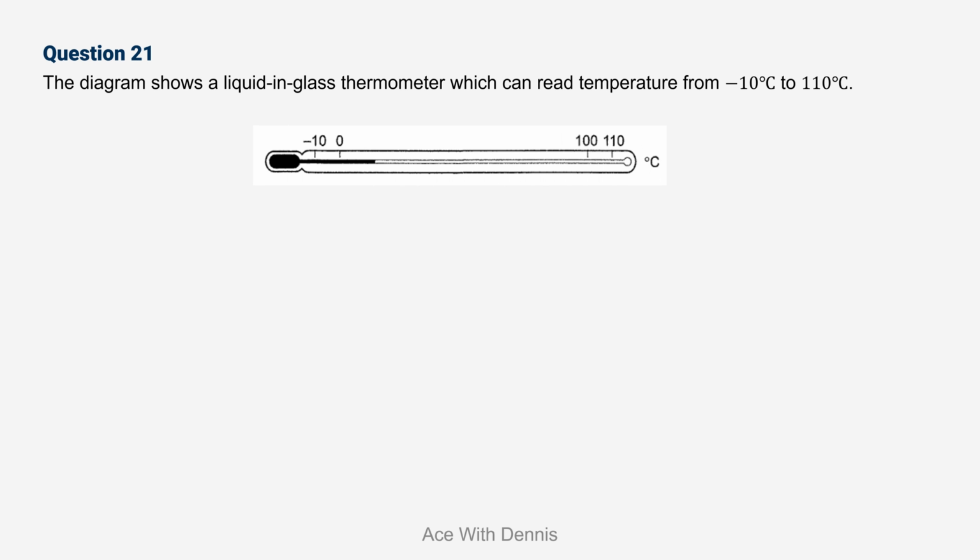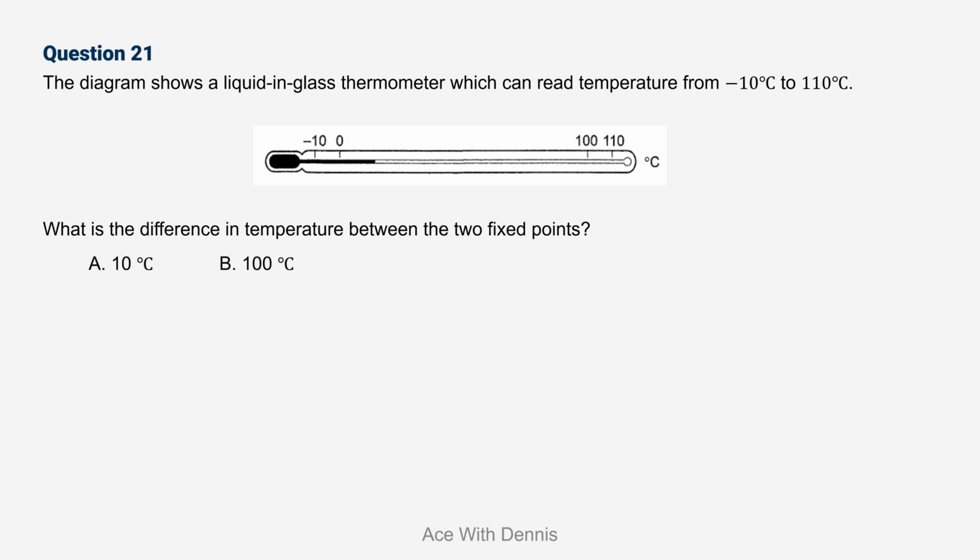Question 21. The diagram shows a liquid in glass thermometer which can read temperature from -10 degrees Celsius to 110 degrees Celsius. What is the difference in temperature between the two fixed points? A. 10 degrees Celsius, B. 100 degrees Celsius, C. 110 degrees Celsius, or D. 120 degrees Celsius. So this question wants us to find the difference of the temperature.